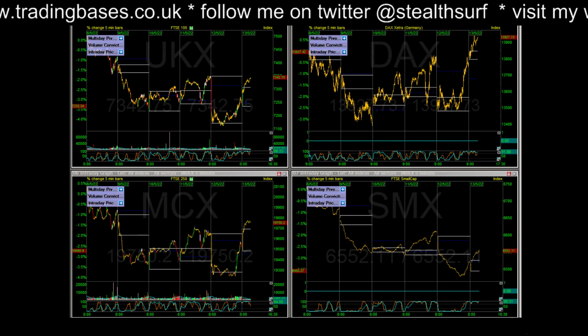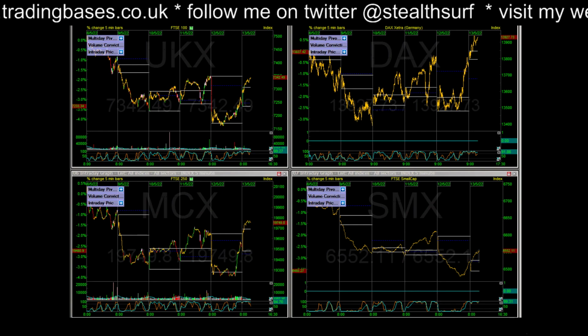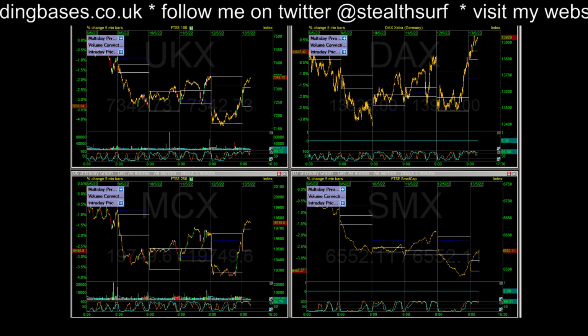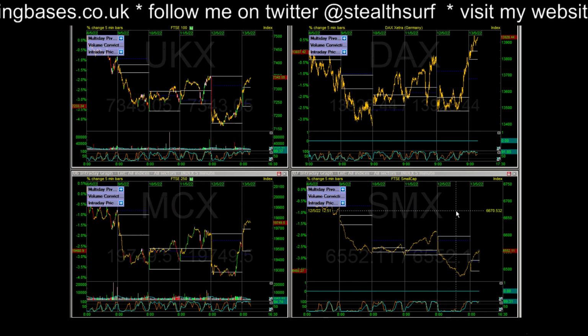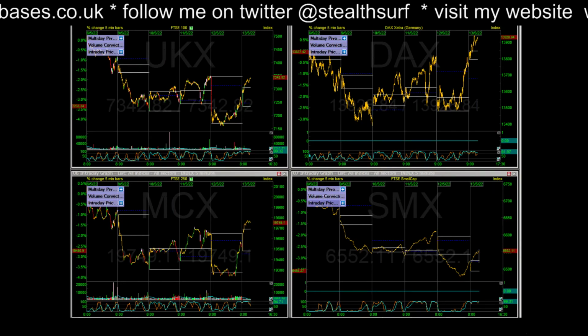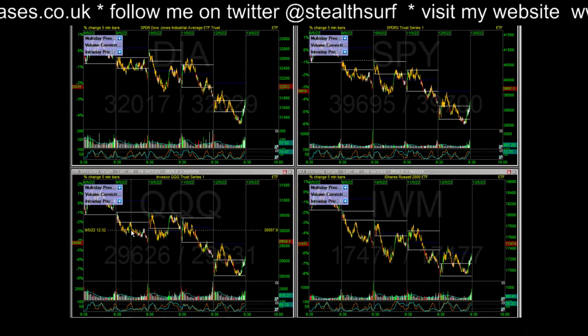Okay, quick Friday morning radar update for the second time because I forgot to press record. So we've got a gap. We've got a move up today through multi-day highs on a couple of these markets. We're going to get a gap in the US. So if they hold up, we'll get the gap.